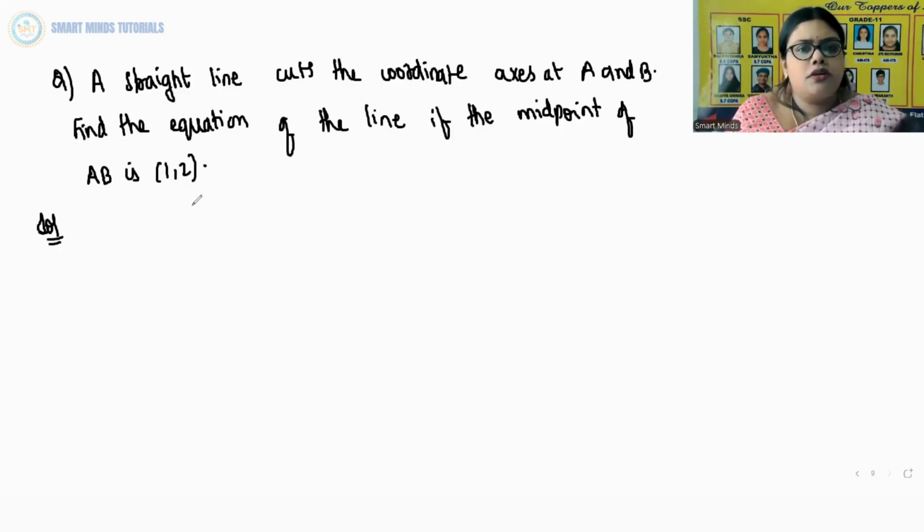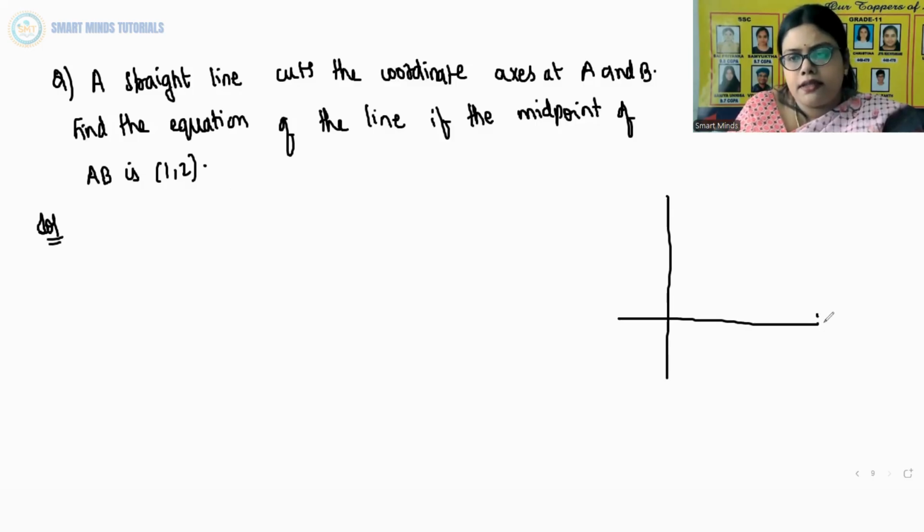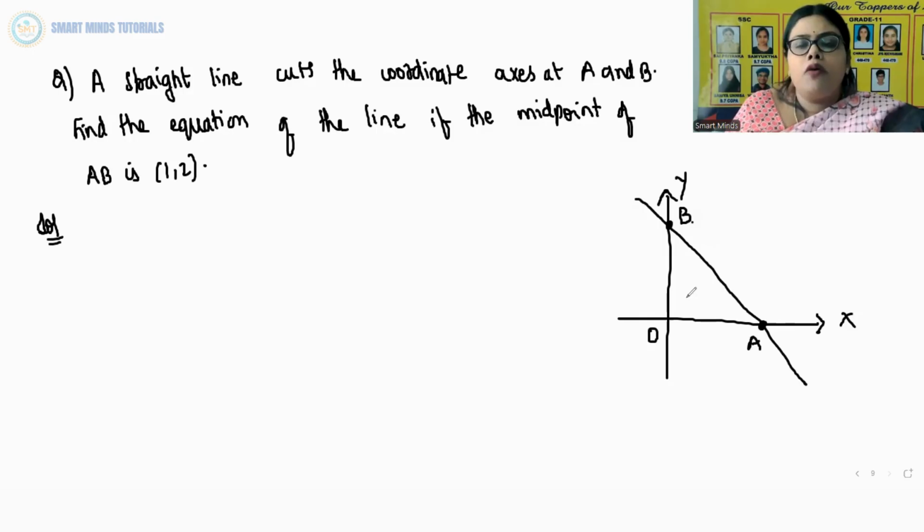Take the next question. A straight line cuts the coordinate axis at A and B. So I'll show you by figure. This is the coordinate axis. This is the x-axis, this is the y-axis, this is the origin. Now there is a straight line which is cutting these two axes at A and B. That means it is cutting the x-axis at A and the y-axis at B. Now we need to find the equation of the line if the midpoint of AB is 1, 2. So this midpoint is given as 1, 2. Let us take it as P.